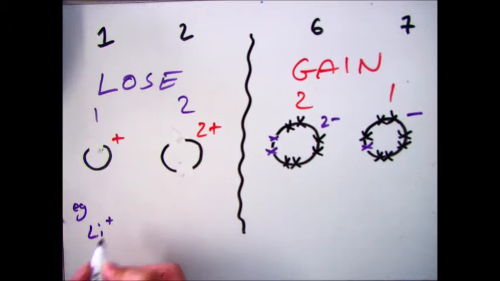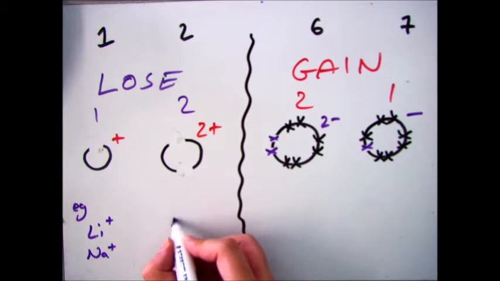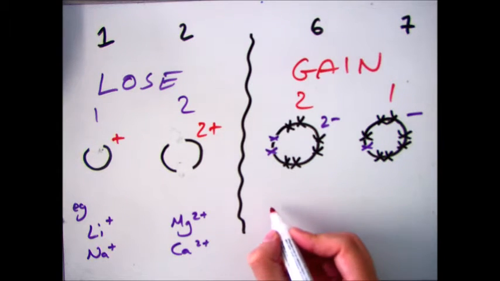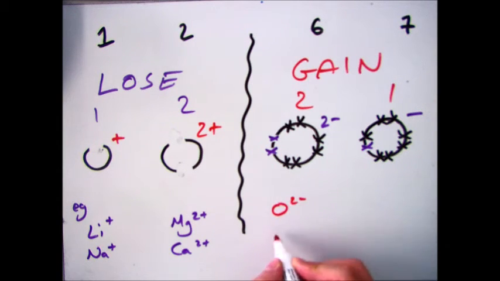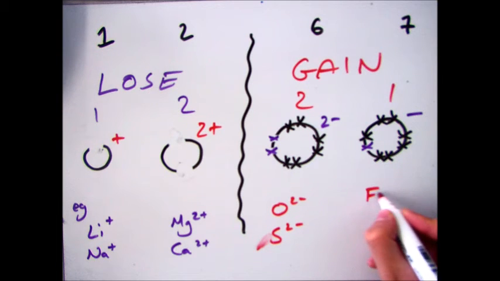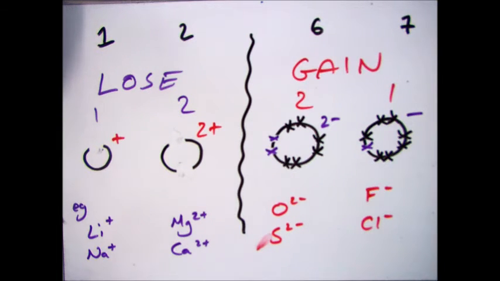Now, an example of this for group 1 is lithium, which becomes Li+, or sodium, which becomes Na+. In group 2, you've got magnesium, which is Mg2+, or calcium, which is Ca2+. In group 6, you've got oxygen, which gains 2 electrons, becomes O2-, and then you've got sulfur, which is S2-, because it's gained 2 electrons. And then fluorine and chlorine, both examples of gaining 1 electron and becoming minus.